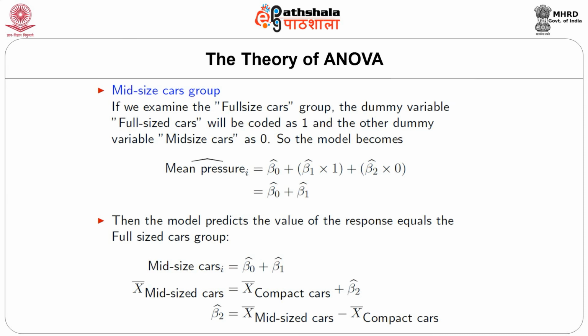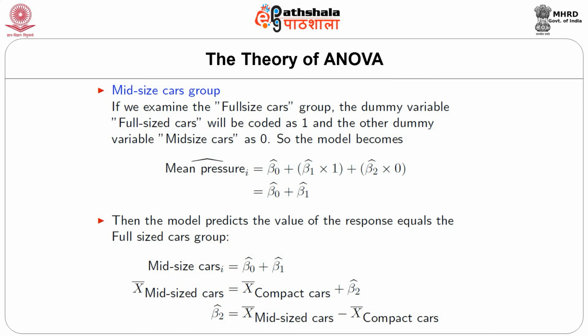Mid-size cars group. If we examine the mid-size cars group, the dummy variable for mid-sized cars will be coded as 1. The other dummy variable will be 0. So, the model becomes again something similar to the last case, beta naught hat plus beta 1 hat. Then the model predicts the value of the response for the mid-sized cars group, x bar of mid-sized cars equals x bar of compact cars plus beta 1 hat, where beta 1 hat is x bar mid-sized cars minus x bar compact cars.